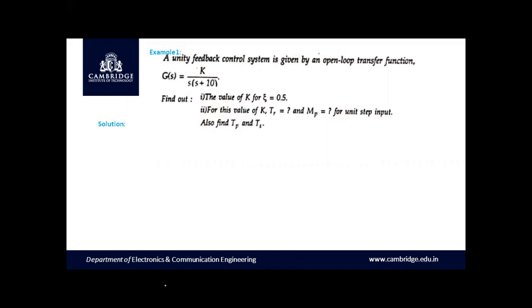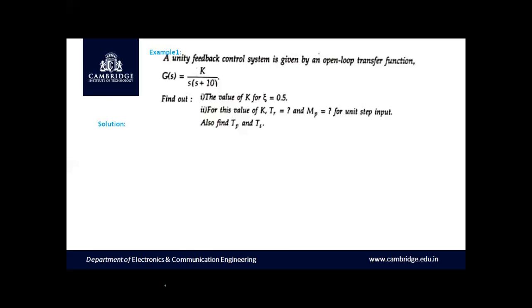So in this question, you have been given the open loop transfer function G(s), and the damping ratio zeta is given to you. Zeta is equal to 0.5. From this given data, we are supposed to calculate the value of K, as well as find the rise time TR, maximum peak overshoot MP, the peak time TP as well as the settling time TS.